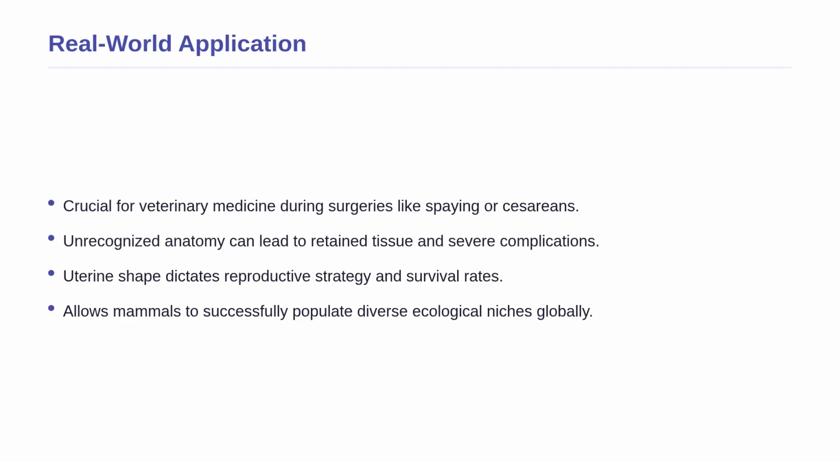Before we move on to the mathematics of this anatomy, let us understand why knowing these shapes is so critical in the real world. In fields like veterinary medicine and wildlife conservation, this knowledge is essential. For example, if a surgeon does not know a rabbit has a duplex uterus with two separate cervices, they might accidentally leave reproductive tissue behind during a spaying procedure, leading to severe health complications.